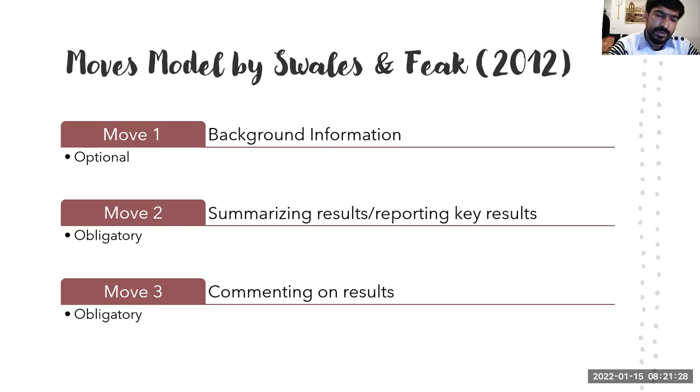Move three is again obligatory, and that's about commenting on results. In move two, you are just summarizing or reporting key results, what you have found. And then in move three, you actually comment on results. By commenting, I mean you have to explain your results, and by explaining, we can refer to some previous studies to compare your results with other ones, or you can throw light on your study in the light of theory or a certain paradigm that you have situated yourself within. So how do your study findings stand in relation to a particular theory? Because there's always a relation between the theory and the empirical study. So you have to establish that relation in your study in move three.